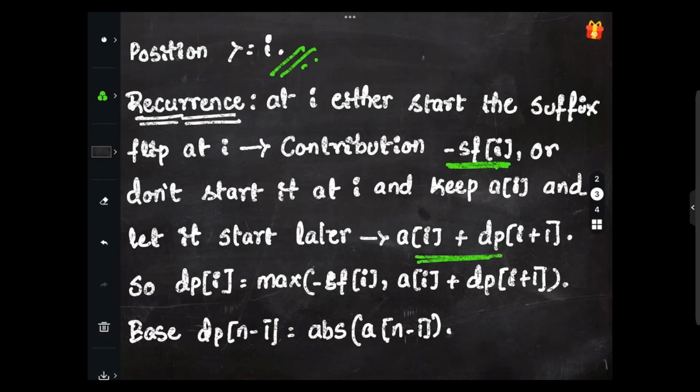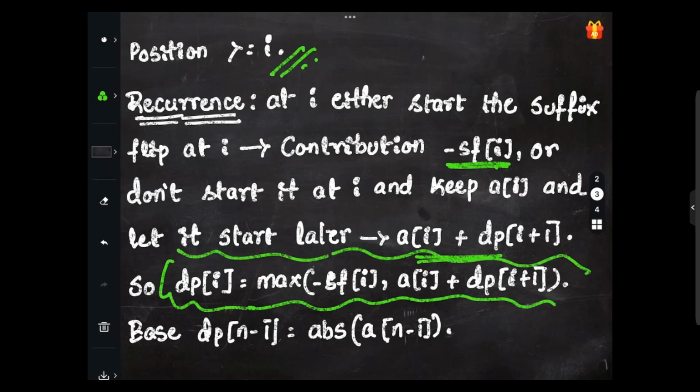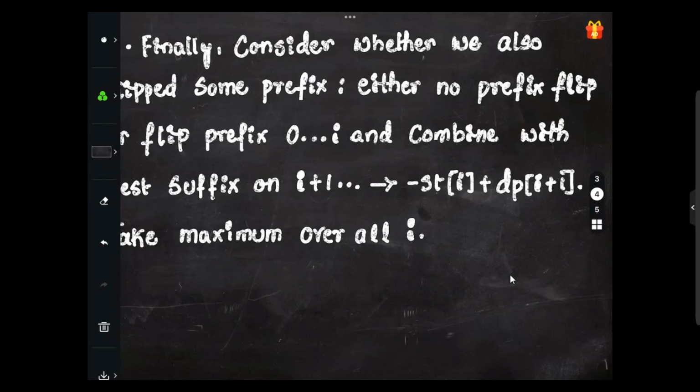So that is nothing but a of i plus dp of i plus 1, the next element. So dp of i equals max of negative suffix of i, comma, a of i plus dp of i plus 1. We'll be making use of this in the code, so just try to remember this, it is important. The base case is dp of n minus 1 equals absolute of a of n minus 1. This is fine.